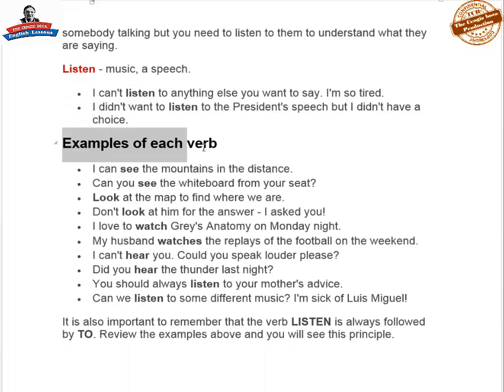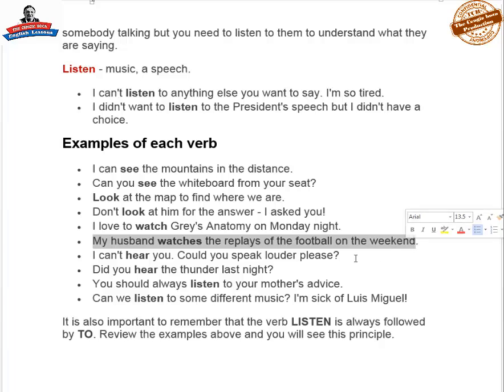Examples of each of these verbs: I can see the mountains in the distance. Can you see the whiteboard from your seat? Look at the map to find where we are. Don't look at him for the answer. I asked you. I love to watch Grey's Anatomy on Monday night. My husband watches the replays of football on the weekend.